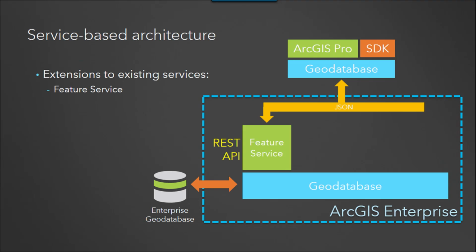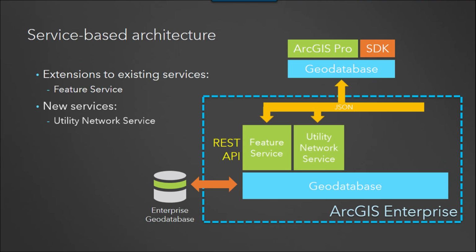Now, you can see on the bottom, Enterprise or the portal. You can see the client on top, either ArcGIS Pro or the SDK currently. They both talk to the geodatabase. The geodatabase then talks through JSON to the feature service using the REST API. That sits on top of the geodatabase and behind the scenes will talk to the enterprise geodatabase in client-server mode. You can't do it, but the services will.